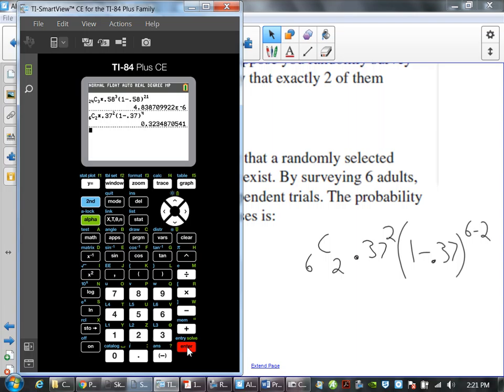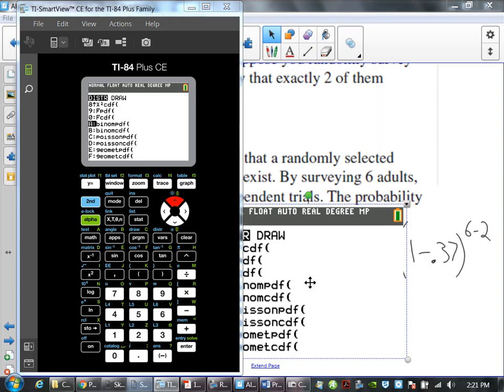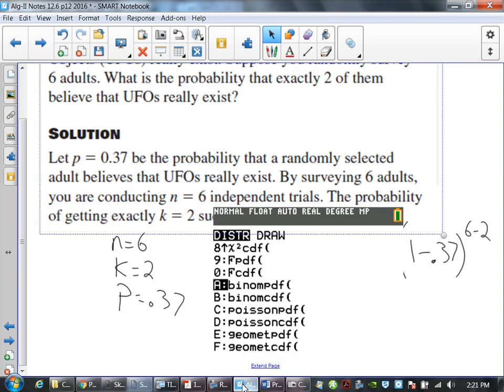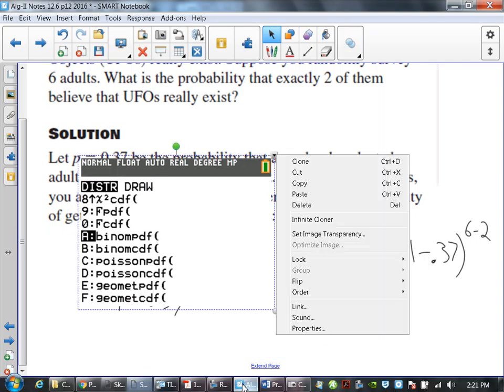On your calculator, if you hit second vars, vars is next to Pergam and clear. Then you will see that there are 2 options. We have Bino PDF and Bino CDF. And I will show you the difference between the 2.